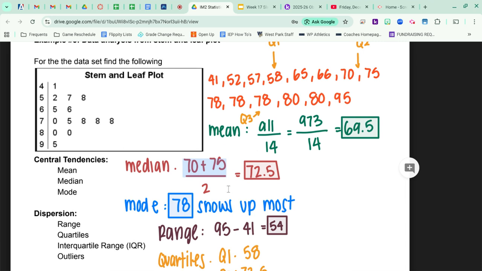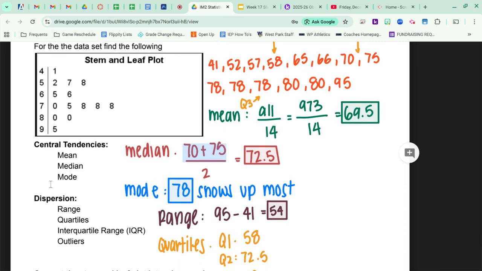Okay. Now that's central tendencies. Now when we're talking about dispersion, we're talking about how spread out the data is. So from 95 to 41, 95 is a really high score, 41 is pretty low. So the range of scores would be 95 minus 41, for a range of 54. Basically it's just the difference between the high and the low.